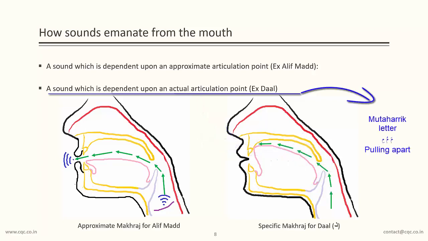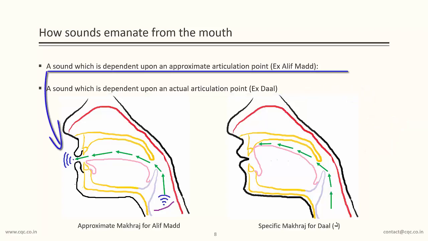But in case of a mutaharrik letter, the sound is formed by pulling two parts apart from each other, accompanied by the sound of the harakah. For example, in case of ma, mu, mi, you start when the lips are already joined together, and then when you pull the two lips apart from each other, the sound emerges, and not just the sound of the meme but also the sound of the harakah. For example, ma is both the sound of meme as well as the sound of the fatha. The same goes with the case of mi and mu.